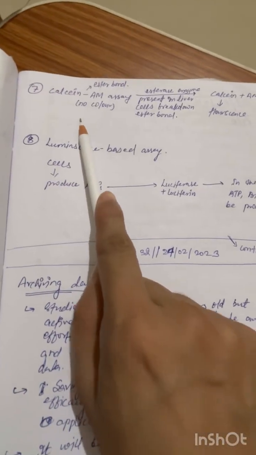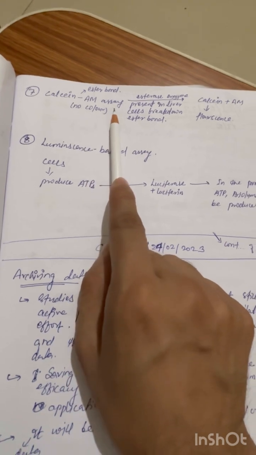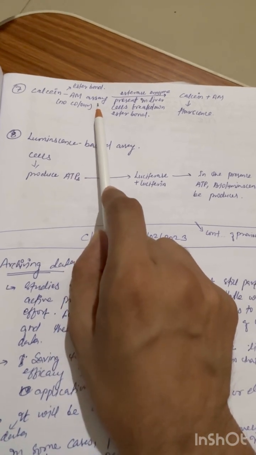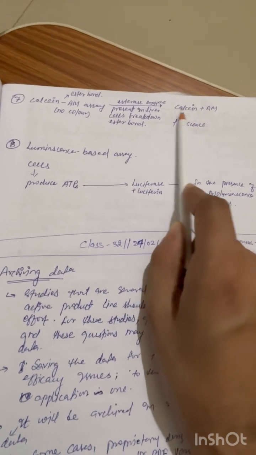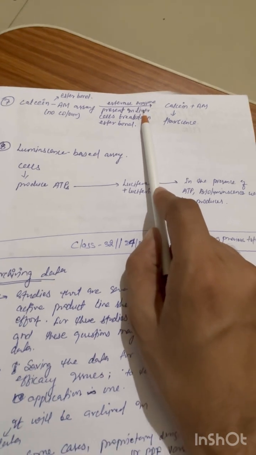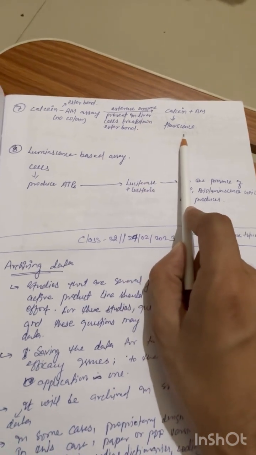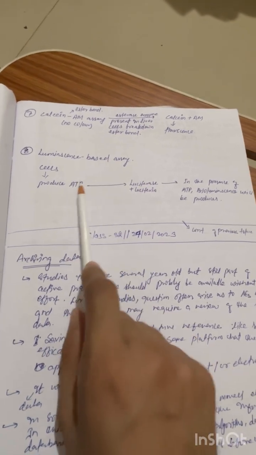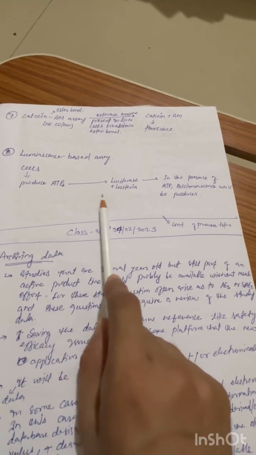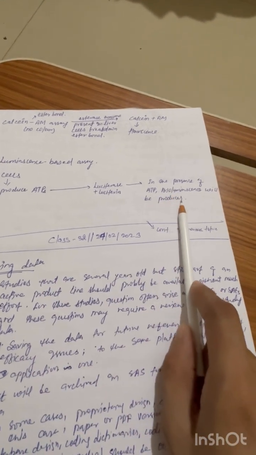Next cell-based assay is the calcein AM assay. In this, calcein AM is cleaved by the enzyme esterase, and it will give fluorescence. Then there is the luminescence-based assay using ATP, in which luciferase produces light in the presence of ATP.